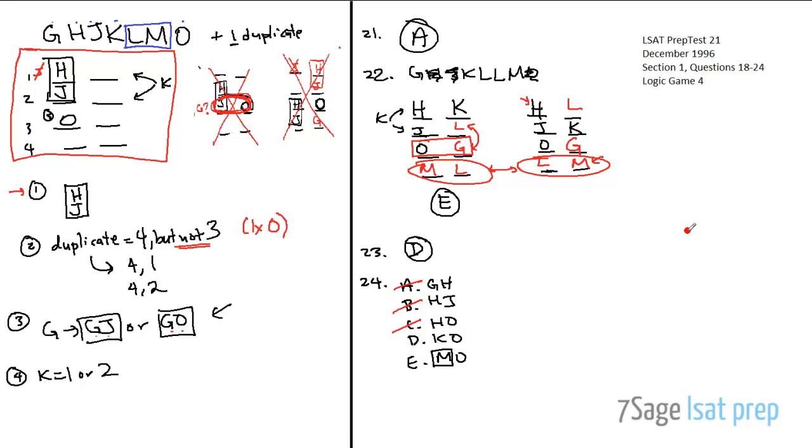Okay. How about answer choice D, K and O? Well, K has got to be over here in 1 or 2, and O's got to be in 3, so there's no way they can ever be together, right? Which means leaves by default answer choice E, M and O. M can do whatever it wants, and then the rest of it just kind of falls into place, right? Okay, and so E is the answer to question 24, and that's all the questions in this game.